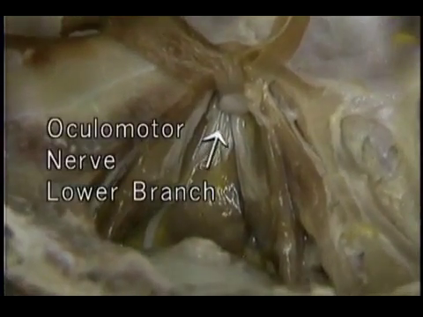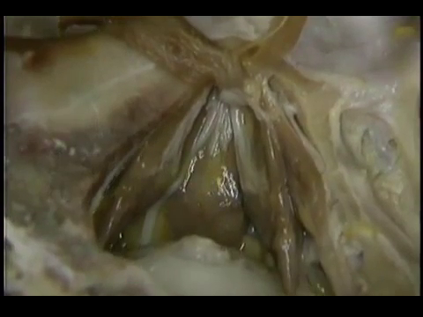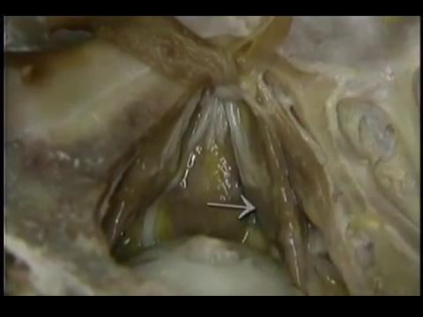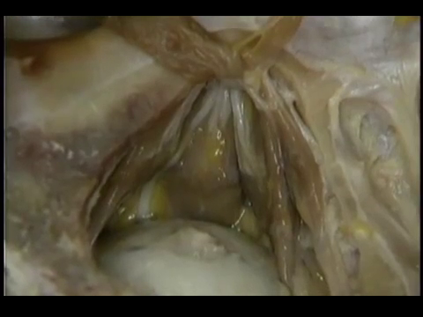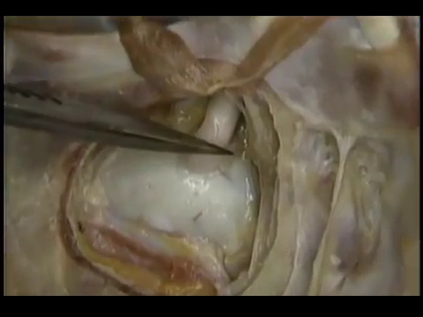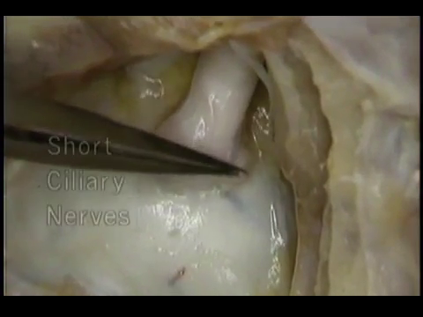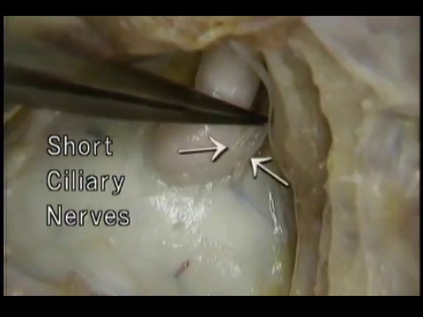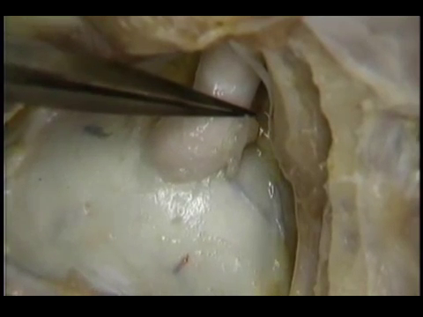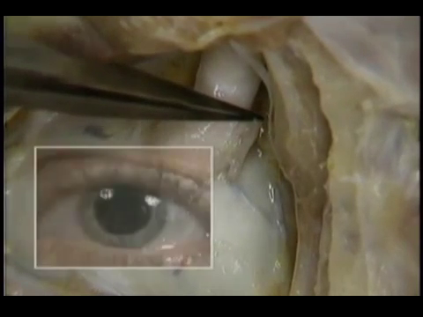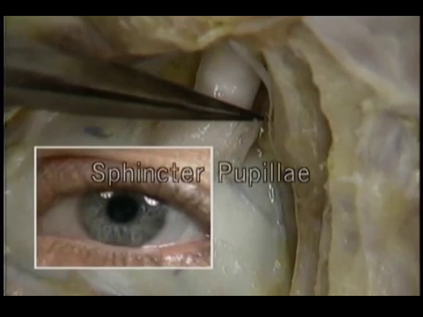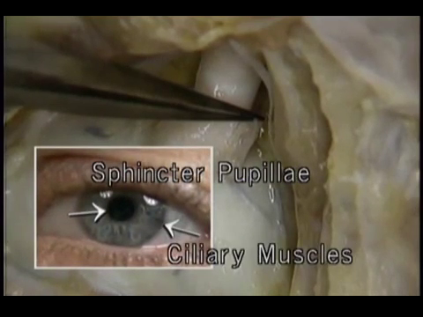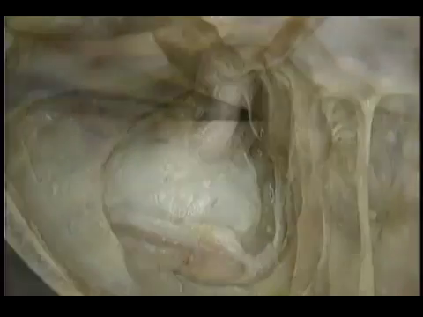Here's the lower branch of the oculomotor nerve. It supplies the medial rectus and inferior rectus and the inferior oblique muscles. In addition, by these tiny, short ciliary branches, the oculomotor nerve gives parasympathetic motor supply to muscles within the eye which cause constriction of the pupil, the sphincter pupillae and ciliary muscles.